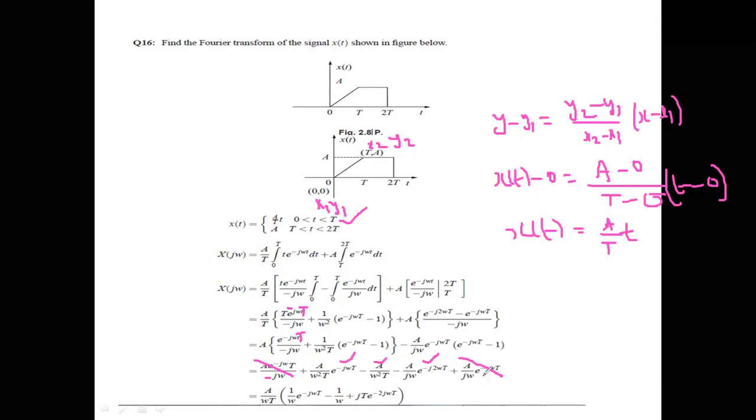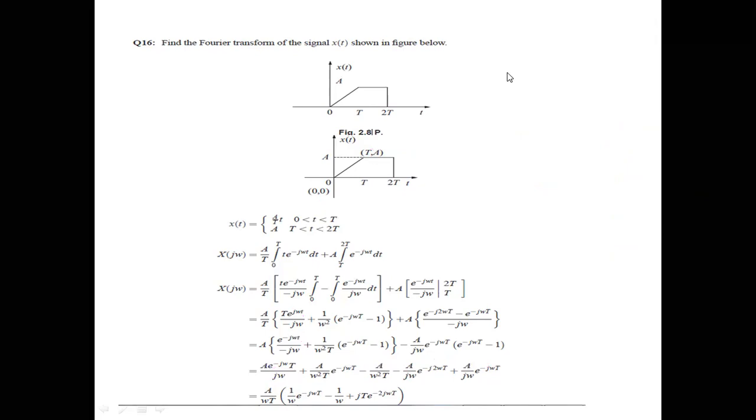And the last term and the first term are both the same. A by minus j omega it is, and A by plus j omega. These two get cancelled. Only we have these three terms by taking the common of A by omega into t. Got it, my dear students? Okay. And then coming to the next one.